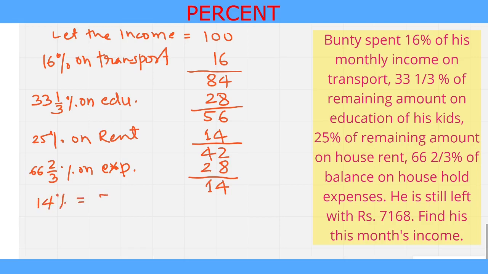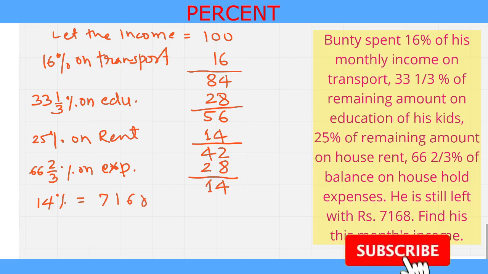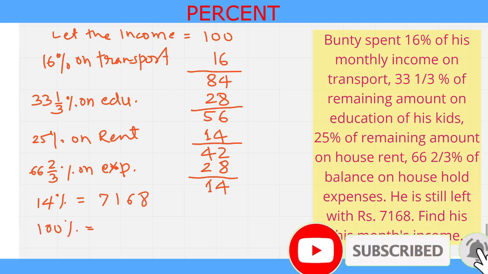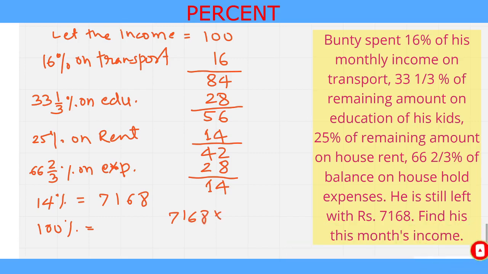14% equal to 7,168. Therefore 100%, we calculate like this: 7,168 multiplied by 100 divided by 14. 7,168 when divided by 14 gives us 512. So this is equal to 51200 on multiplying by 100, that is 51,200. Thus Bunty's this month's income is 51,200.